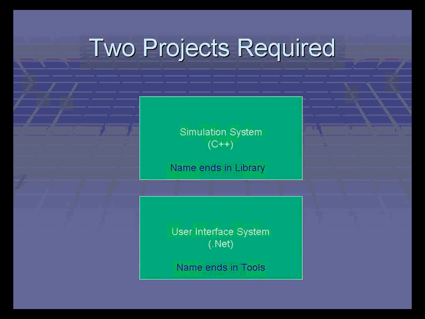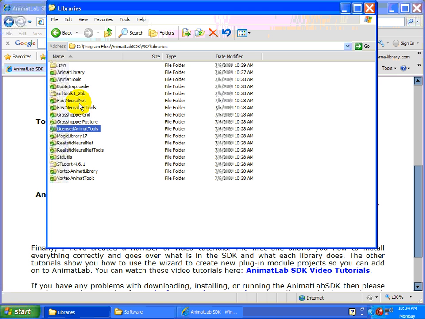The other libraries are C++ simulation projects. They typically end with the word library, but this has not been as consistent as the tools ending. You should always see a pair of projects with similar names, like Animat Tools for the UI and Animat Library for the simulation components. Now, let's open up the core code for AnimatLab.